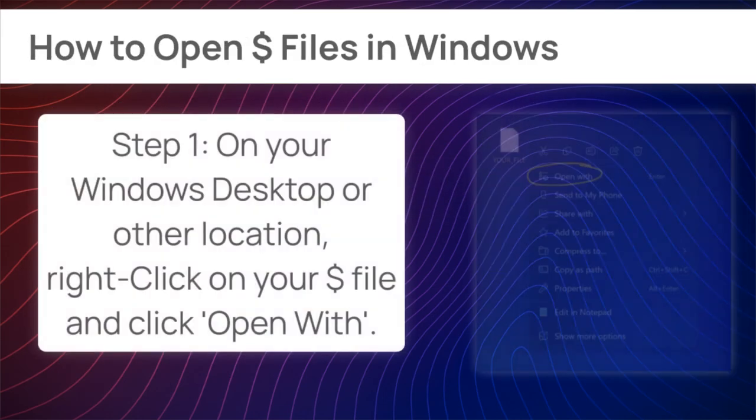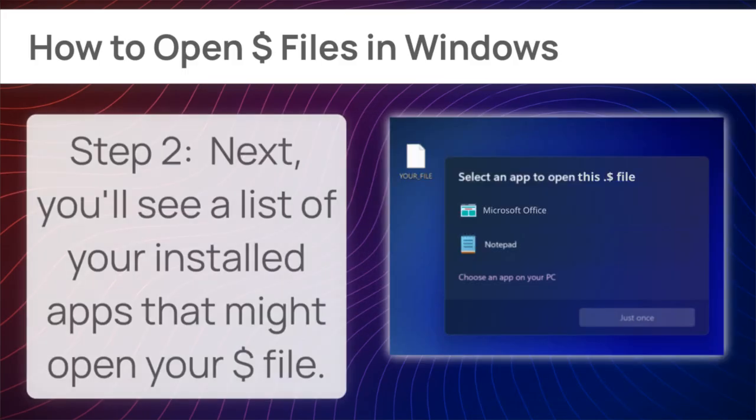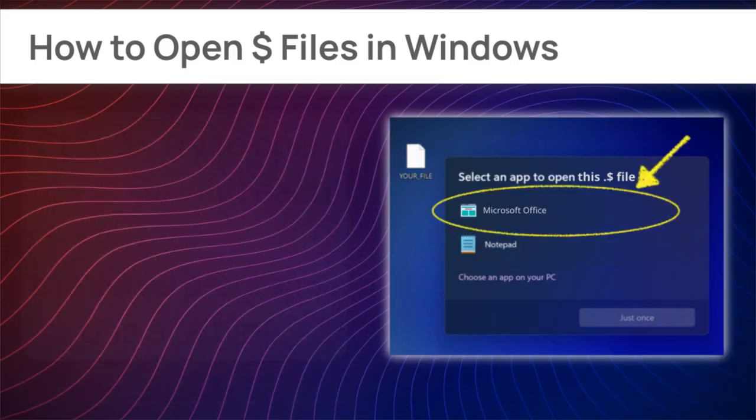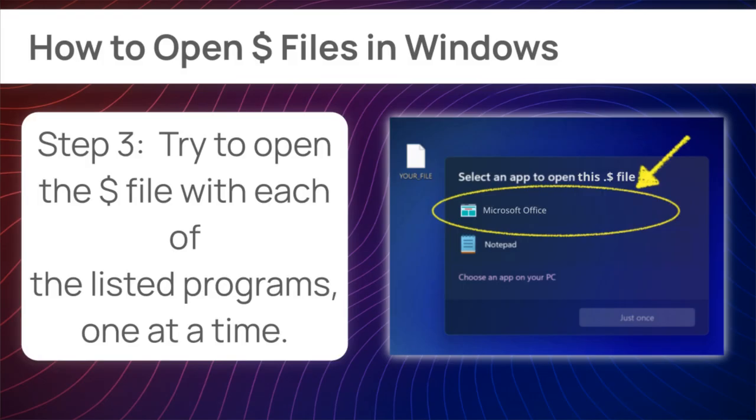Let's check the software manifest. Right-click your $R file and select Open With. Test Microsoft Office if it is installed. If it's unavailable, choose a different program. We are looking for the right interpreter.